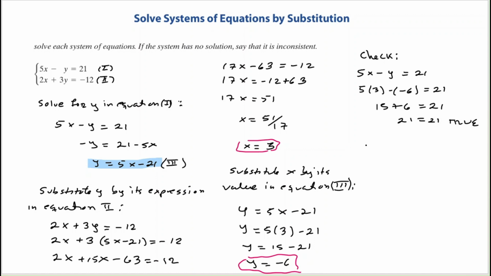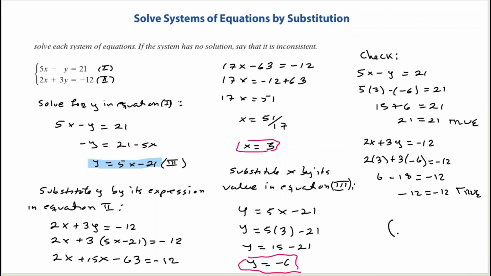Now we do the same for the second equation. So we have 2x plus 3y equals negative 12. So it's 2 times 3 plus 3 times negative 6 equals negative 12. This is 2 times 3 is 6, minus 18 equals negative 12. So negative 12 equals negative 12. This statement is true. So now we know that the solution is the ordered pair 3 comma negative 6. This is the solution of the system.